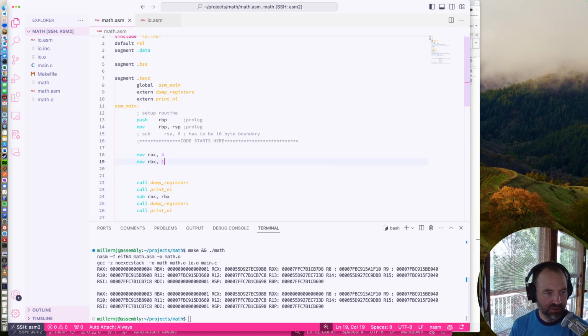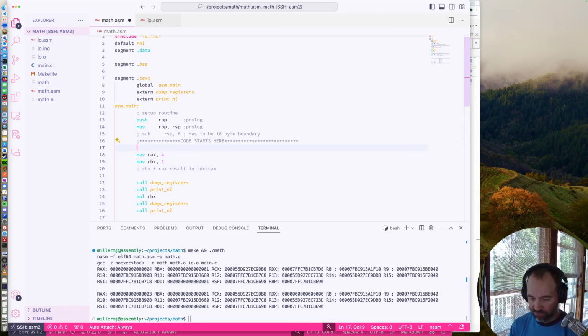Multiplication is a little bit different. So when we're multiplying, if I want to multiply RBX as my operation, we would take RBX times RAX. That's the default one. The result is in RAX and RDX. So the top bits go in RDX, the bottom bits go in RAX.